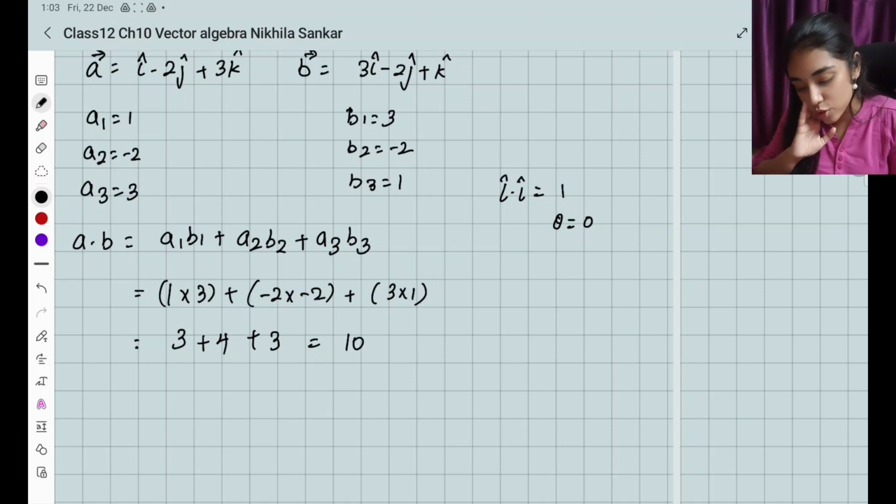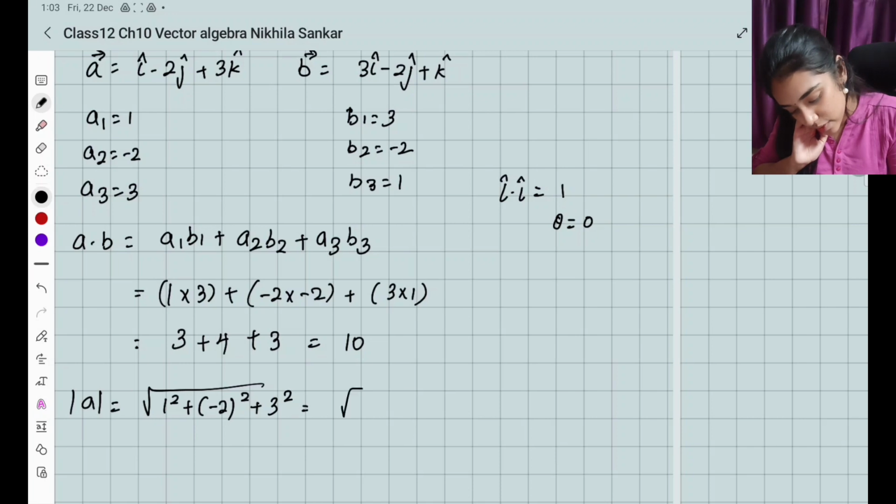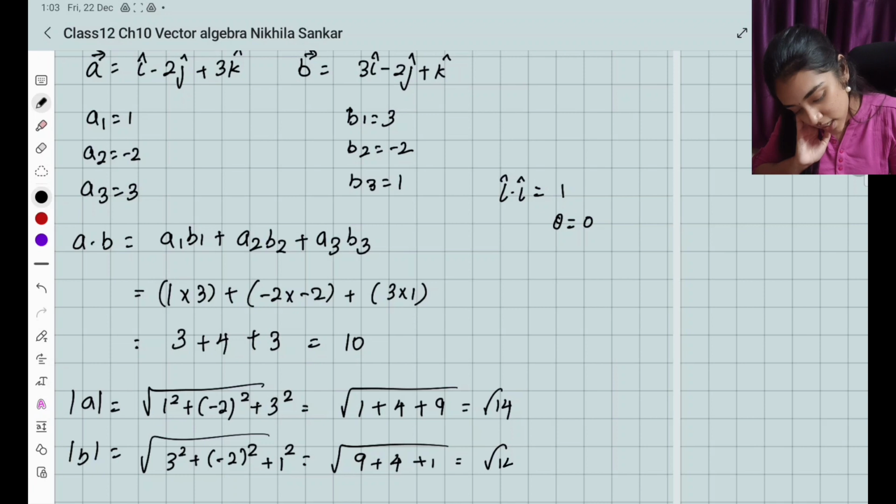A dot b கண்டுபிடிச்சாச்சு. இப்போ magnitude of a என்ன? It is going to be square root of 1 square plus minus 2 the whole square plus 3 square, which is going to be square root of 1 plus 4 plus 9, which is going to be √14. Then mod b is going to be square root of 3 square plus minus 2 the whole square plus 1 square, which is square root of 9 plus 4 plus 1, which is again √14.